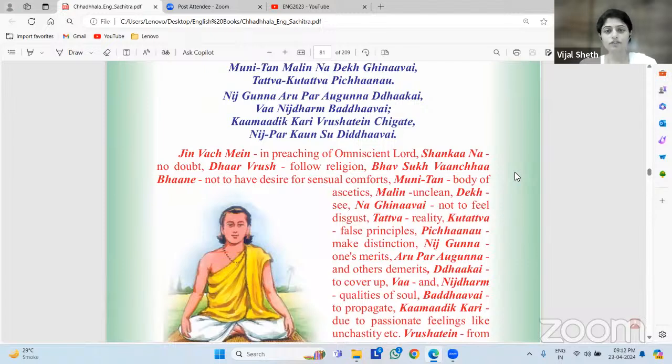Kama dik kar vrishte chigte nij par ko sudridhave. Kama dik means what? The desires that arise because of all the kam vasna. You understand? So all these kind of dosh that arise. So kama dik, so any kind of passions. So kam is actually also for all the passions. Okay. So due to anger, due to envy, due to any kind of the passion that rises, what happens is the person who is following the religion is going to get strayed from his path.